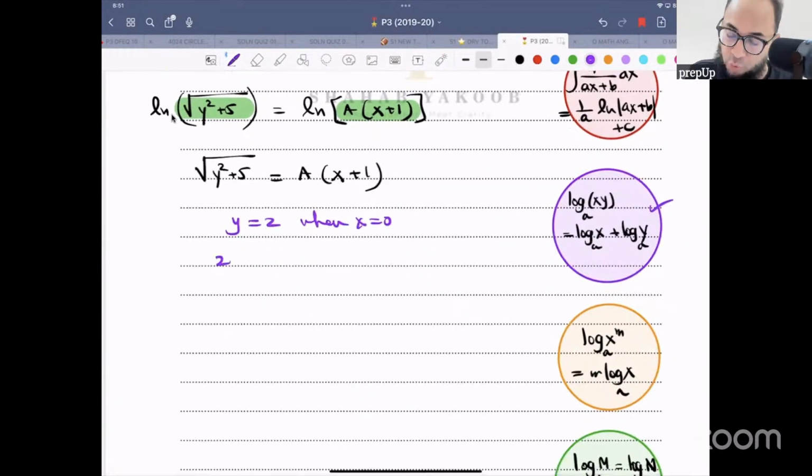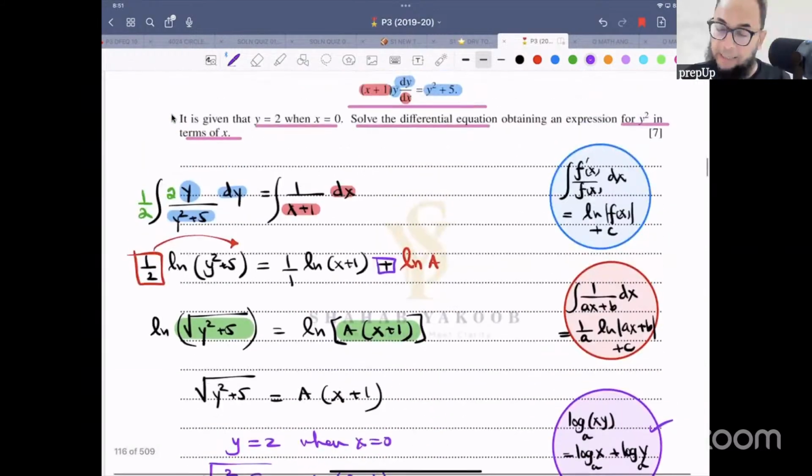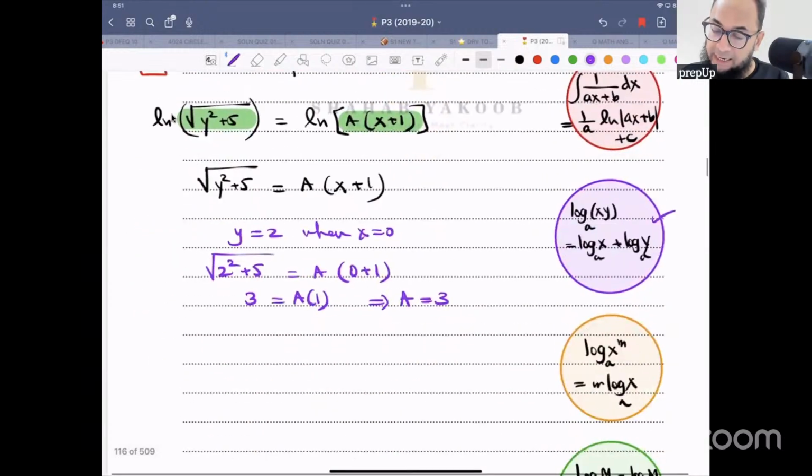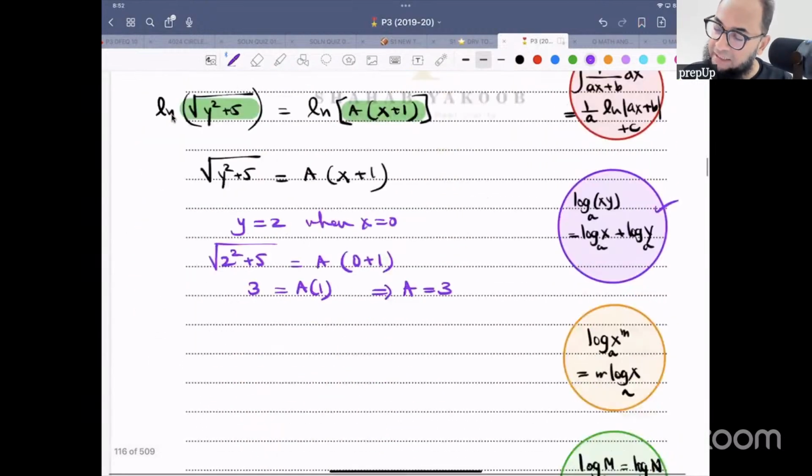So square root of 2 square plus 5 is a times 0 plus 1. So square root of 9, which is 3, is a times 1. Therefore, a comes out to be 3. Anything else, except that we have to obtain an expression.